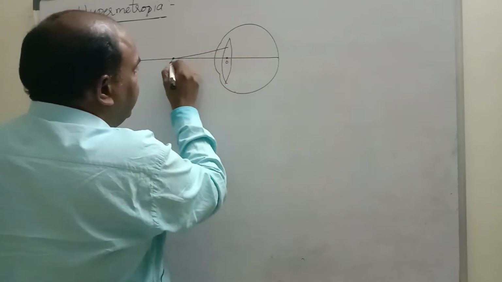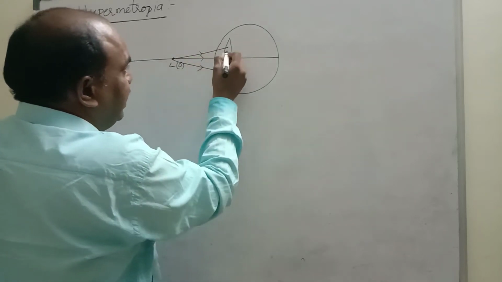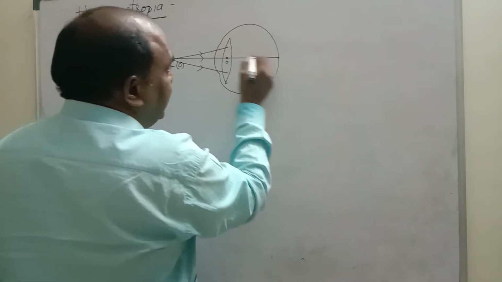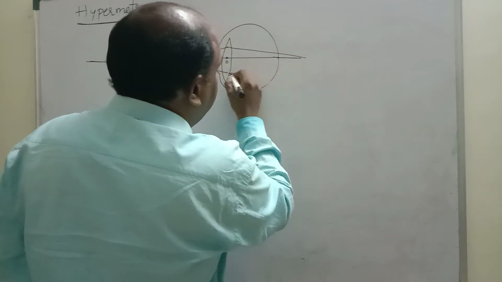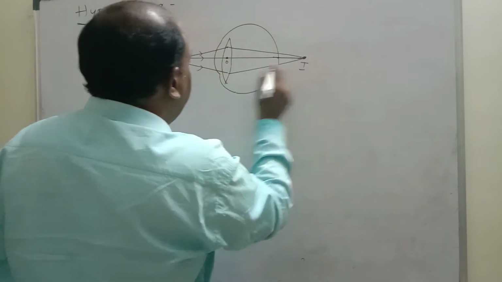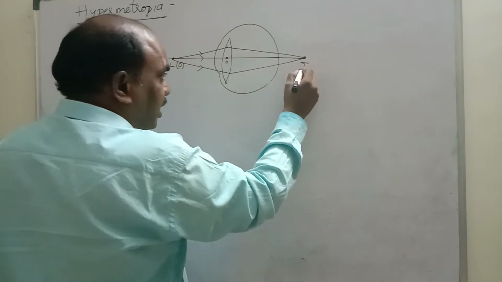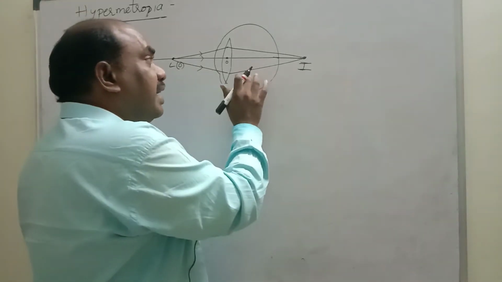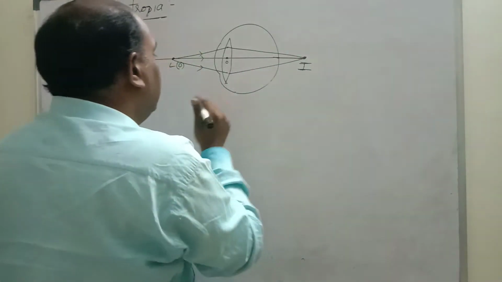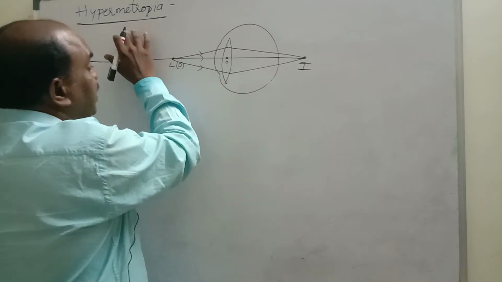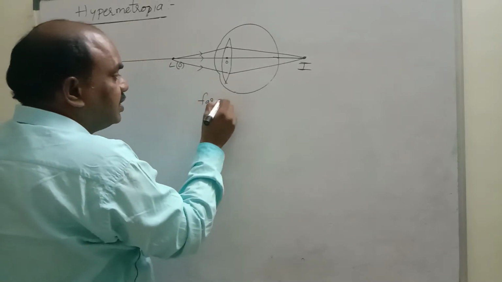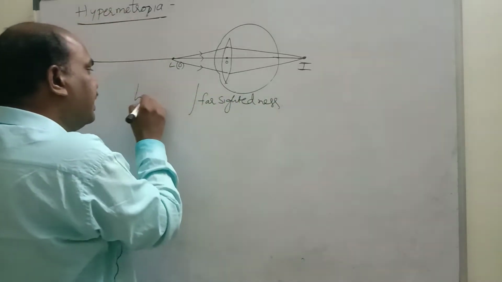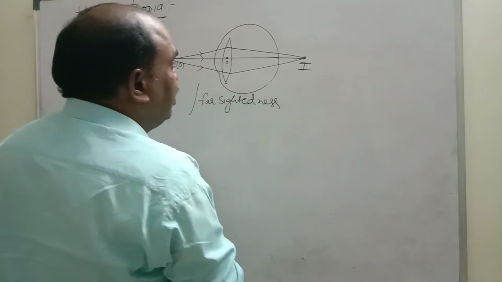Now we know that all incident rays come from the object. After refraction they should meet at the retina of the eye. But what will happen to this person? The image forms not at the retina but behind the retina of the eye. This defect is called hypermetropia, so the person cannot see clearly. It is also called farsightedness or long-sightedness.